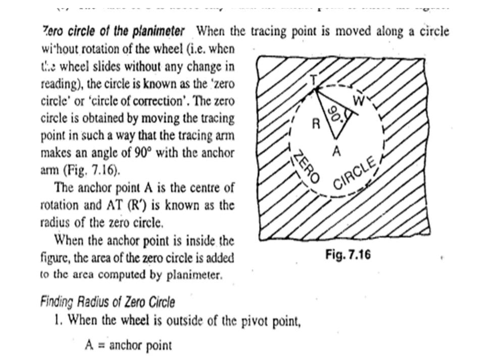The anchor point A is the center of rotation, and R dash is known as the radius of the zero circle. For finding the radius of the zero circle, we are supposed to consider the different cases.